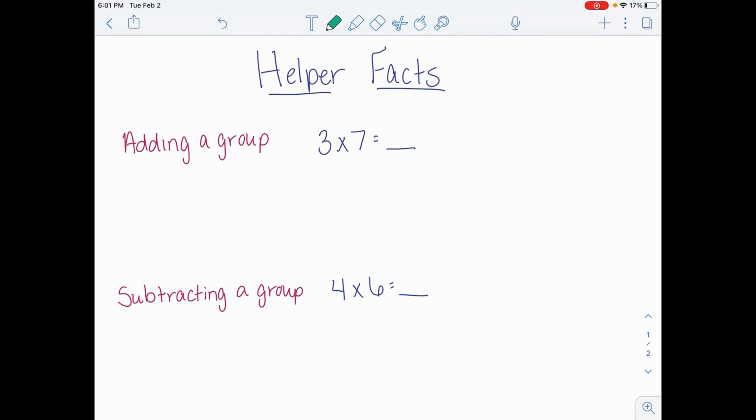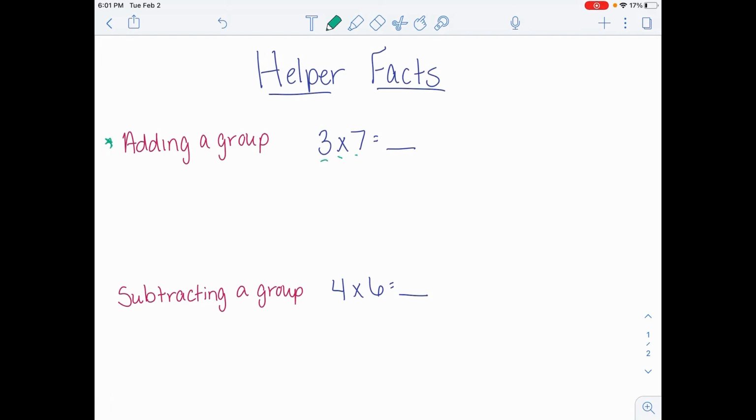Helper facts are when you find close but easier multiplication problems that you already know and use them to solve tougher problems that you would normally need a number grid for. So let's take a look at the first example for adding a group. The question that I want to solve is 3 times 7 equals what?